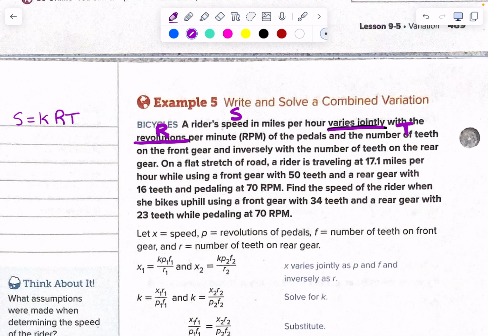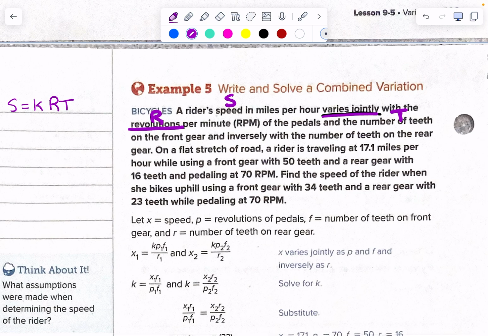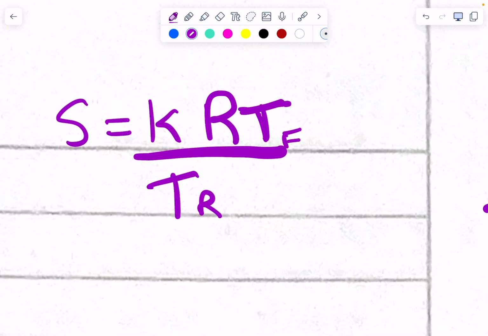But wait, we're not done yet. Because it says it varies inversely with the number of teeth on the rear gear. Over teeth on the rear gear. So let's call this F for front, and let's call this, I don't know, gosh. So let's call T sub front and T sub rear. Holy cow, do you see that? So now I have lots of variables going on. S was speed, R was revolutions per minute, right? Teeth on the front gear, inversely with the teeth on the rear.